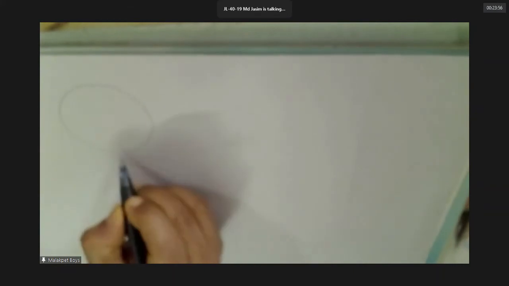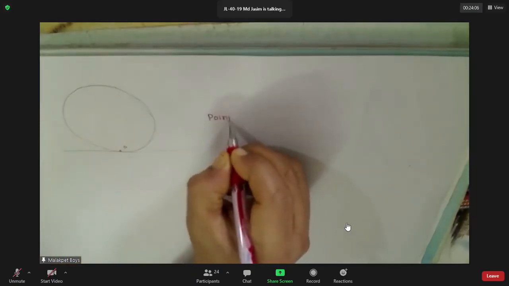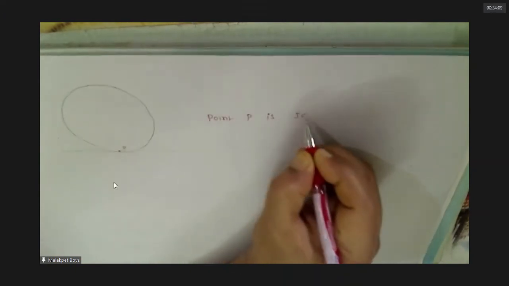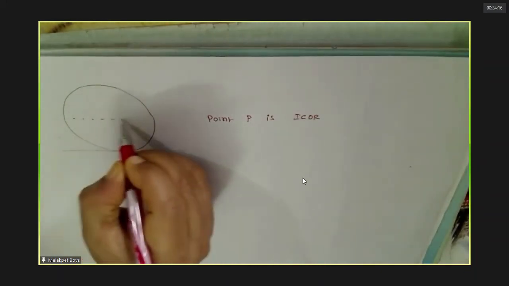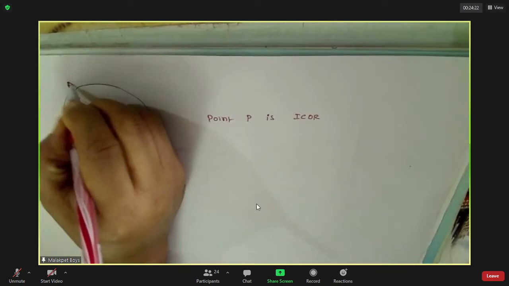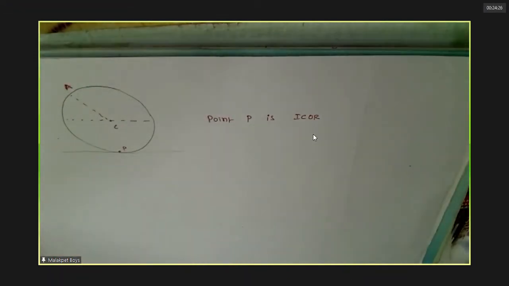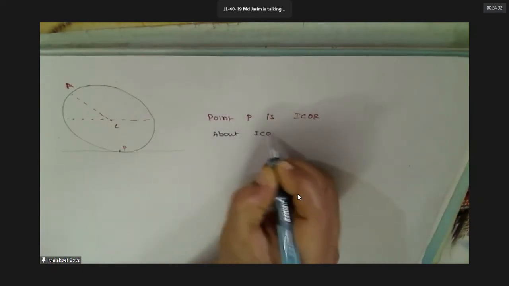Now this can be done even by another method. Can you tell what is the other method? The instantaneous center of rotation. Right, very good. See, we know that point P is the ICOR. Velocity zero means momentarily at rest. So about ICOR, what will happen? Can you tell? Body will be in pure rolling. So only pure rolling should be considered. Other translation no need to consider.